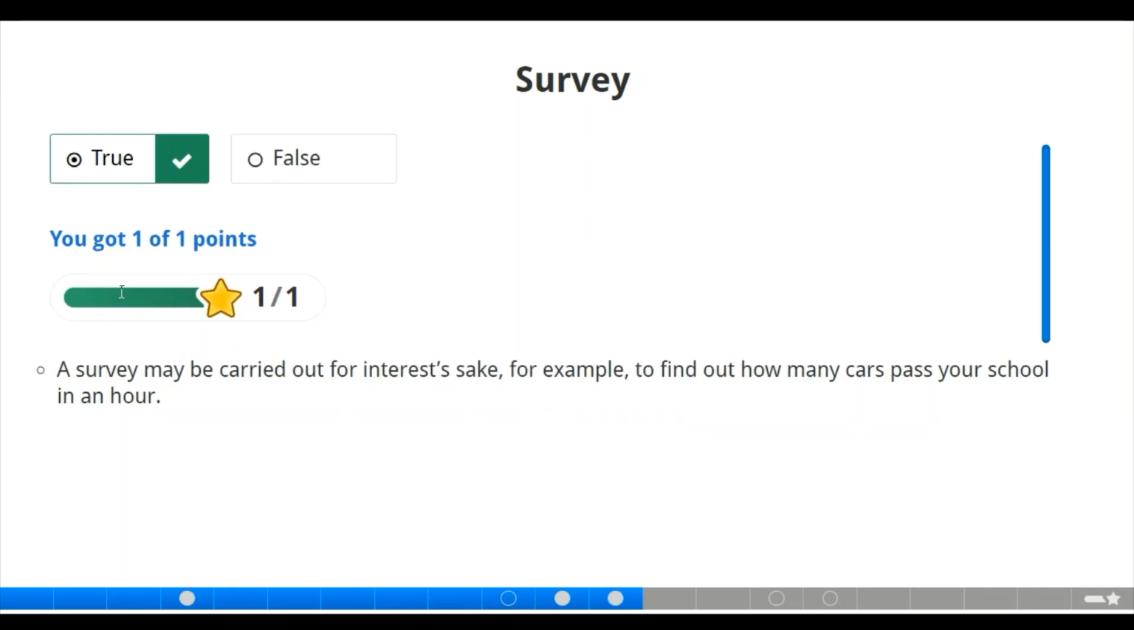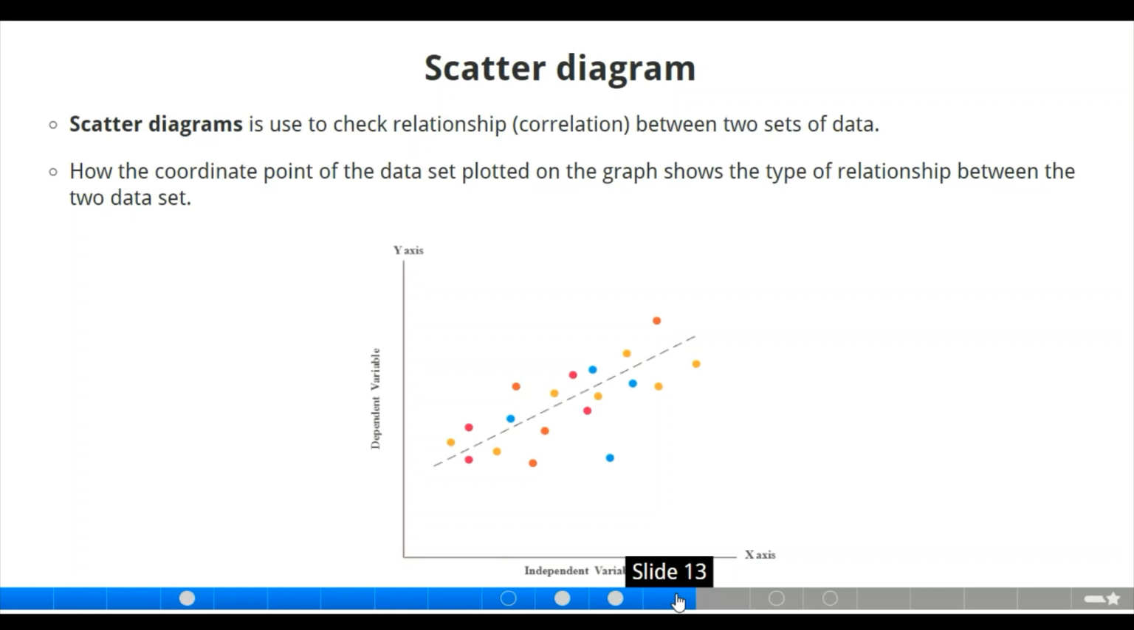Personally, you can just decide to go out there and carry out a survey. For example, to find out how many cars pass your school in an hour. So we can decide to go outside and count the number of cars that move in front of our school in just an hour. That's an example of a survey.